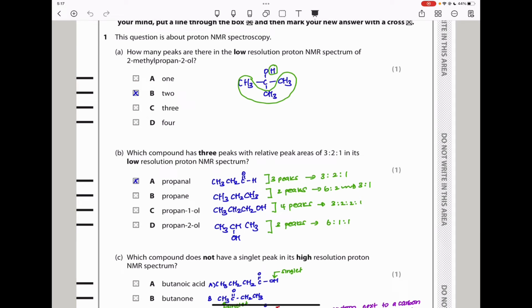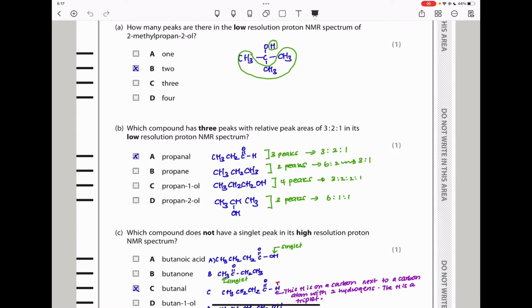Part B says which compound has 3 peaks with relative peak areas of 3 to 2 to 1 in its low resolution proton NMR. Again, here I began off by drawing the structures. You can see propanal is like that, propane is that, propan-1-ol and propan-2-ol. With propanal, we can see the environments are that, and that. They're all different. And in here we have 3 protons. Here we have 2 protons and that's 1. The smallest ratio is 3 to 2 to 1, which corresponds to the answer we're looking for.